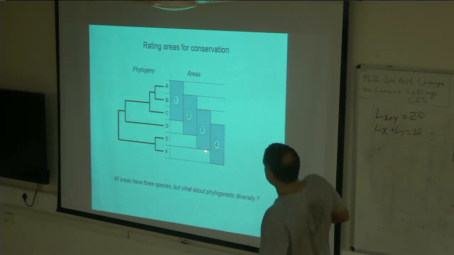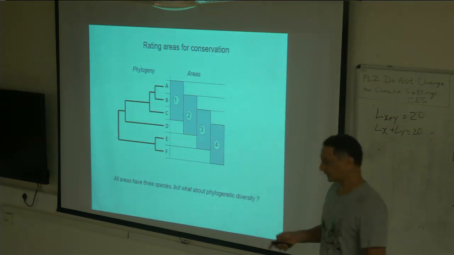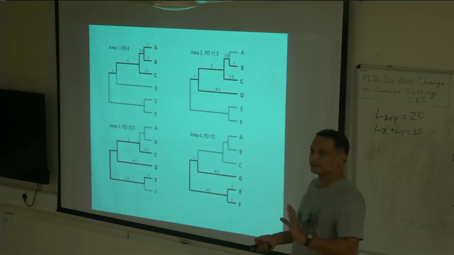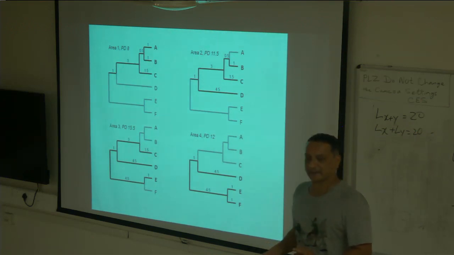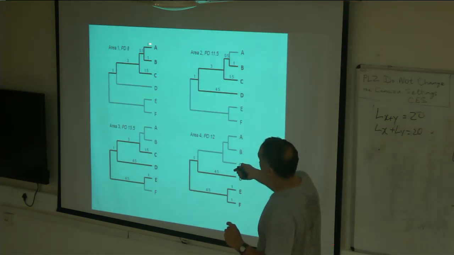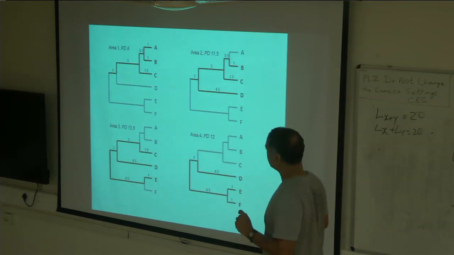Yeah, 3 has the highest. 4, no. Yeah. Now the question is, why does 3 have the highest phylogenetic diversity, right? So the sum of branch lengths of all the species in that area gives you the phylogenetic diversity. So area 1 has these 3 species. You sum up the branch lengths all the way to the root. So when you do that, you get a PD of 8.